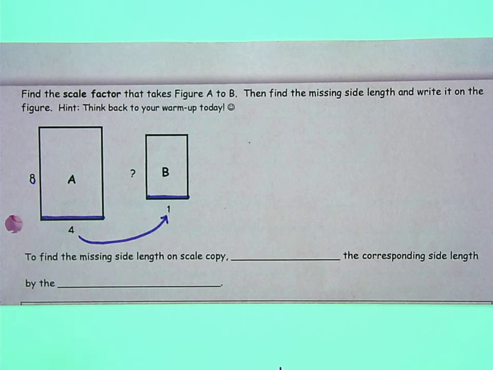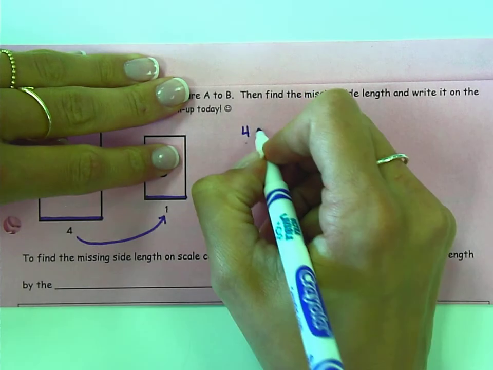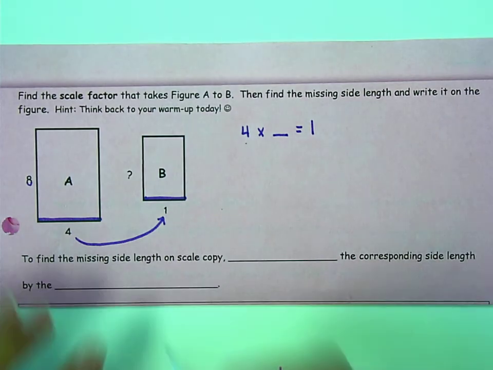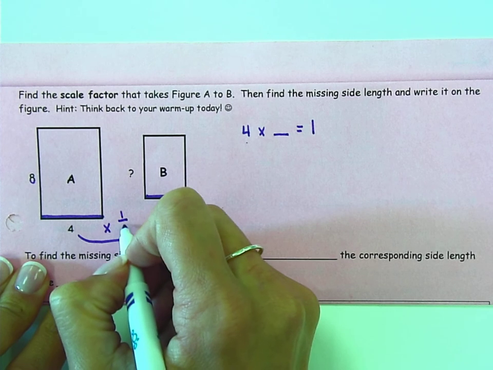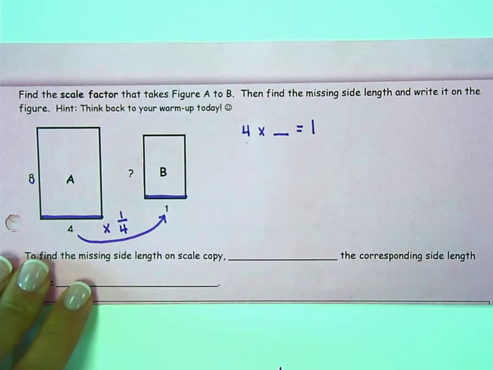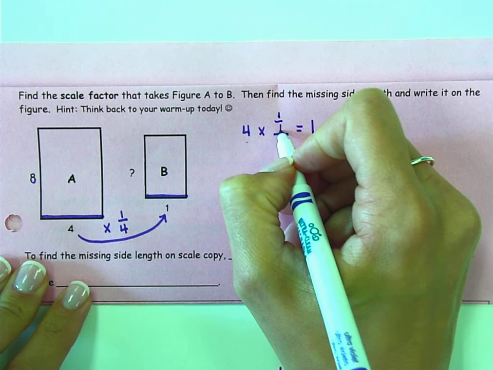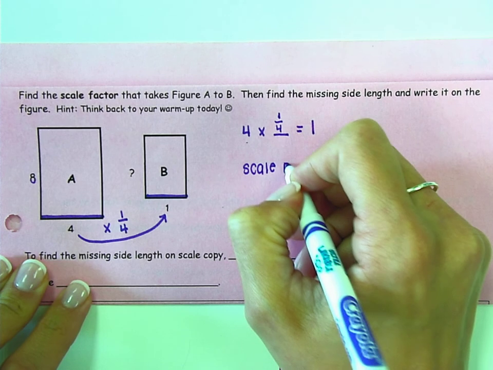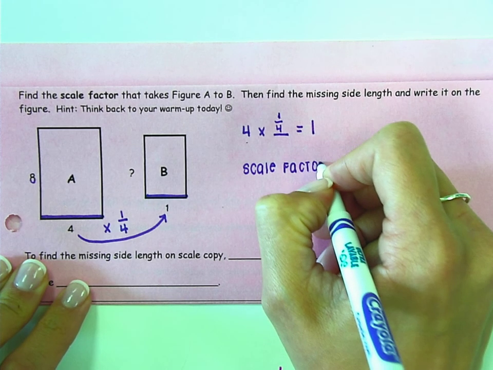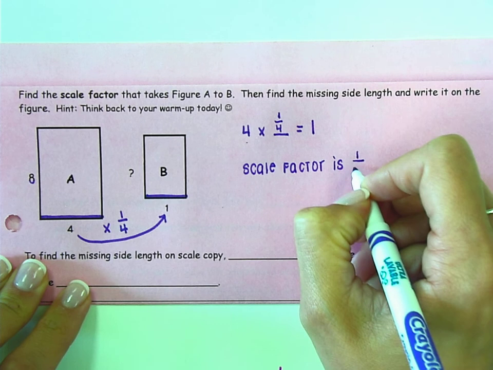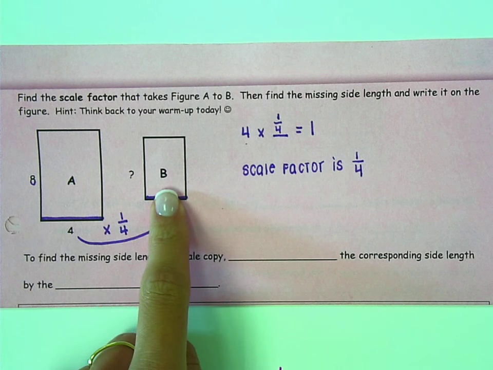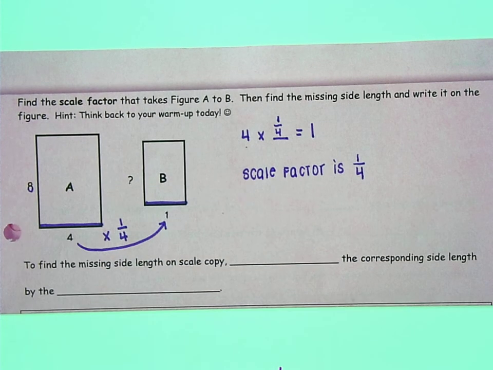We need to think to ourselves, 4 times what is going to equal 1? 4 times what equals 1? In this case, we know 4 times 1/4 will give us 1. So that means my scale factor is 1/4. What this scale factor is telling us is our scaled copy is 1/4 of the size of our original.